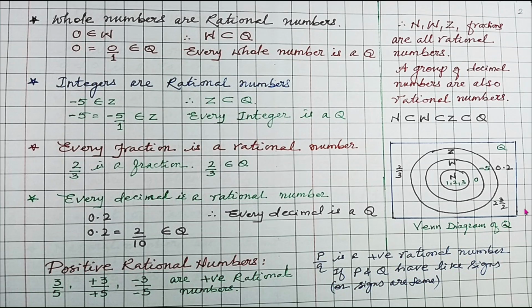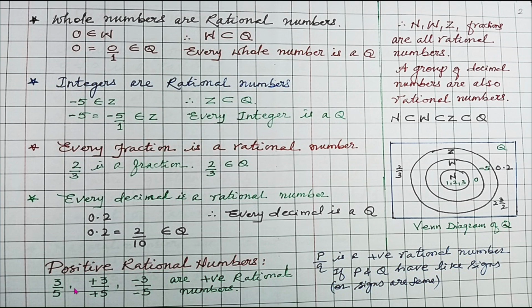If you see here, we can represent the rational number set as a rectangle. That is the Venn diagram here. The rectangle represents the set of rational numbers, and within that we have N, the natural number set, the whole number set, and the integer set. This is the geometrical representation of the set of rational numbers, which is referred to as a Venn diagram. Please remember that.